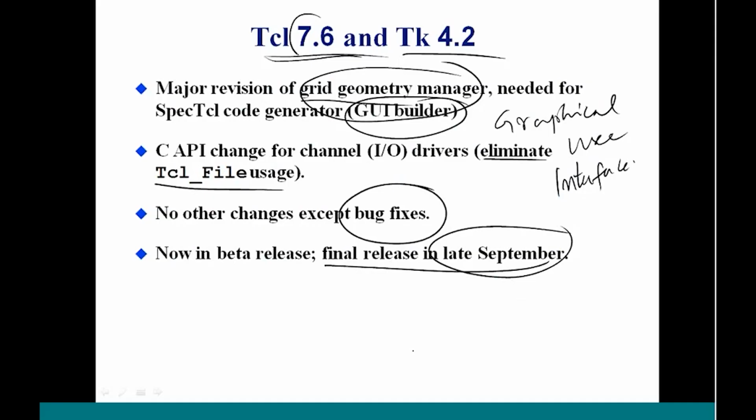Then the versions 7.6 and 4.2, basically these are the main improvements over the previous versions. One is that the grid geometry manager has been revised, and it is needed for the Spectcl code generator or the GUI builder. There are also C API changes for the channel drivers. This will eliminate the Tcl file usage.